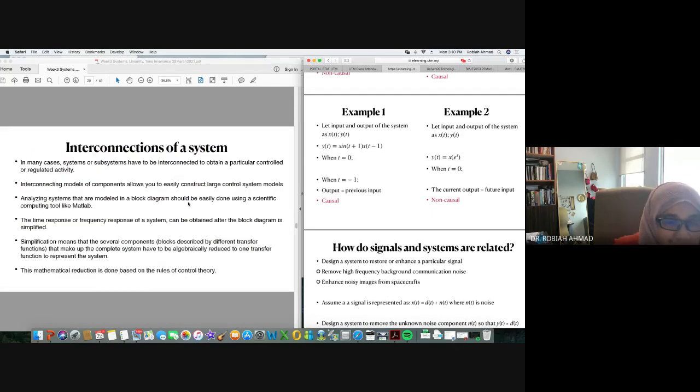Okay, let us move towards the interconnections. Now that we know the classification of the system, let us look into interconnection. For example, just now we looked into the public address system.